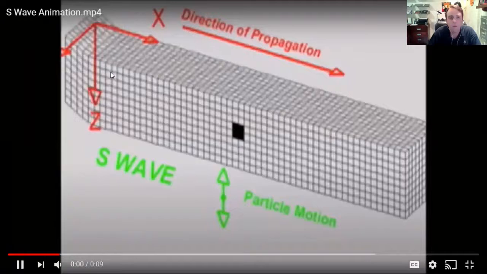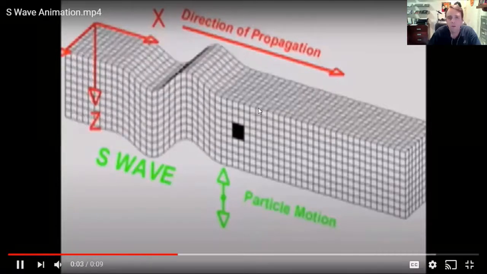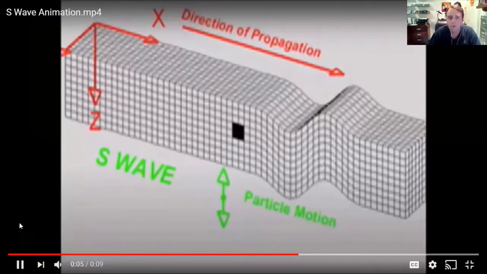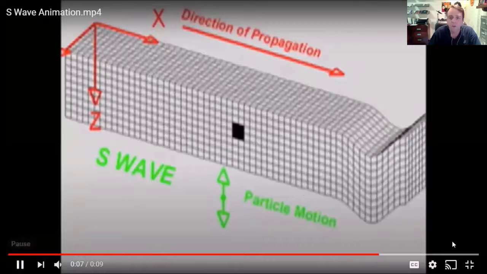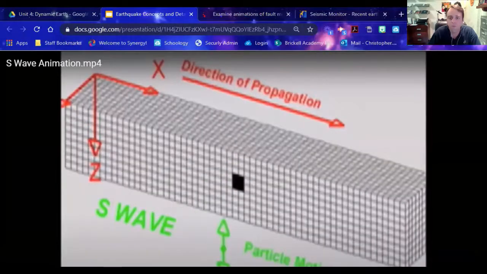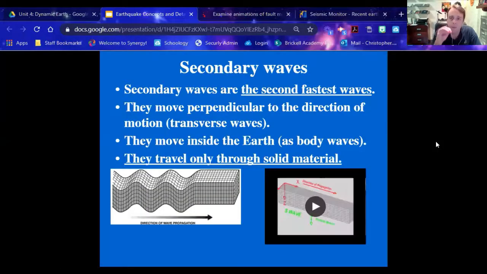So an S wave, particle motion moves up and down while the wave energy moves forward. So the big thing to remember here is that they are the second fastest. Primary waves are the fastest. Secondary waves are the second fastest earthquake wave. They also move through the body of the Earth.